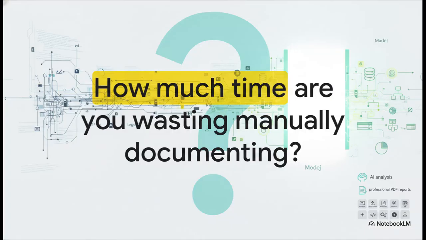So as we wrap up this explainer, I want to leave you with one provocative question to think about. How much time are you currently wasting manually documenting your chaotic legacy systems? I mean, really think about it. When tools like Modej exist to automate the mapping, the analysis, and the reporting of your oldest, messiest code bases in mere minutes, clinging to manual documentation is just slowing you down. It's time to let the automation handle the heavy lifting, so you can get back to what really matters, actually building the future.